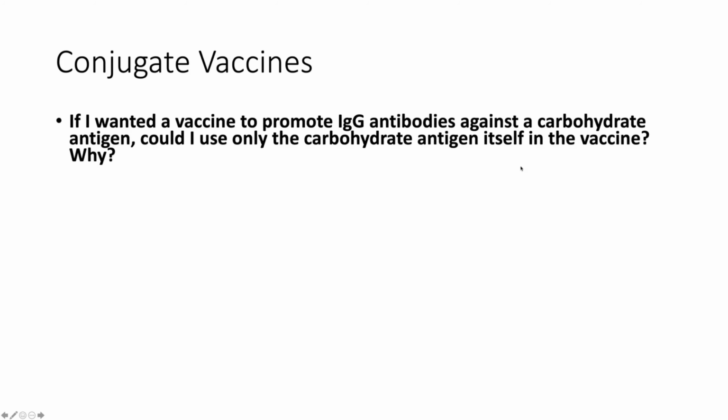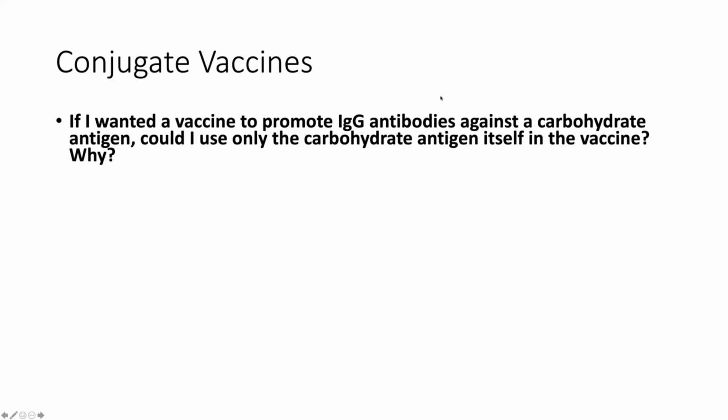Great. So Vi, if I wanted a vaccine to promote IgG antibodies against a carbohydrate antigen, could I use only the carbohydrate antigen itself in the vaccine? Why or why not? Hey, if I remember correctly, I think this has to do with the spleen. In one kind, you have to have a protein conjugated to your polysaccharide, and I think that was in kids. And if their immune system is mature, then I think the polysaccharide alone is enough.